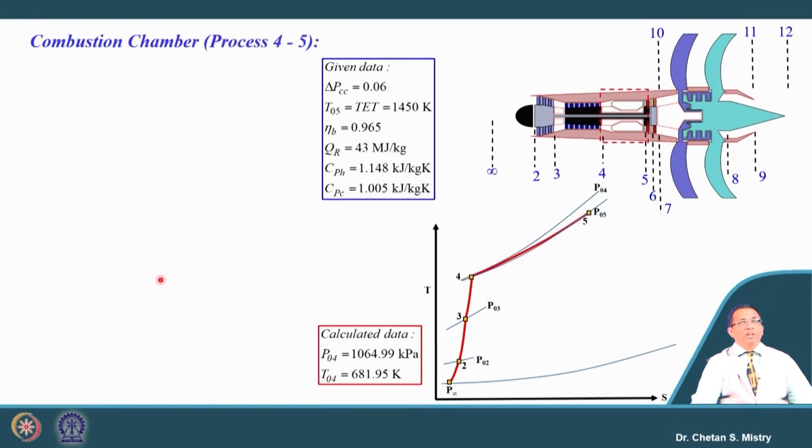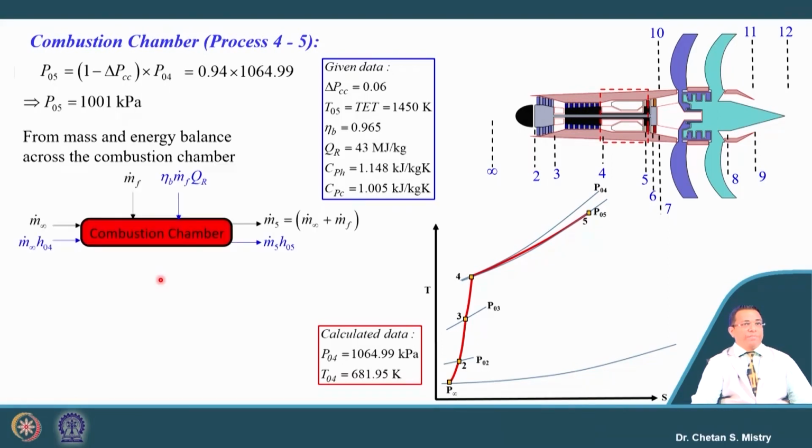So, let us look at the component we have, a combustion chamber, and for this combustion chamber we are given a pressure drop of 6%. That is what will give us the outlet pressure, and that outlet pressure comes to be 1001 kilopascal.